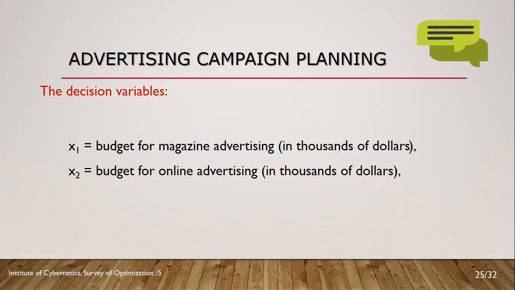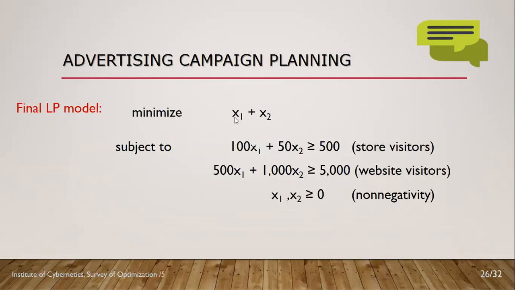We can define the decision variable for this problem based on the decision options that we have here. So essentially, we need to decide how much money we are going to invest in the magazine ads and in online ads, actually counted in thousands of dollars. Please remember that the unit of measurement is thousands of dollars. So we have two decision variables, x sub 1 and x sub 2. Based on this, we can formulate the LP as follows: minimize the sum of x sub 1 plus x sub 2, actually investment in every type of ad, subject to.